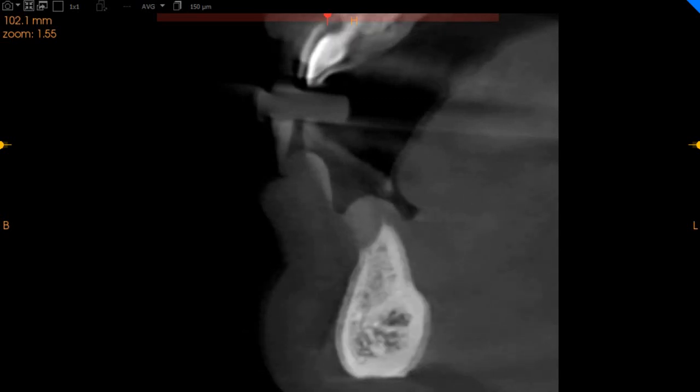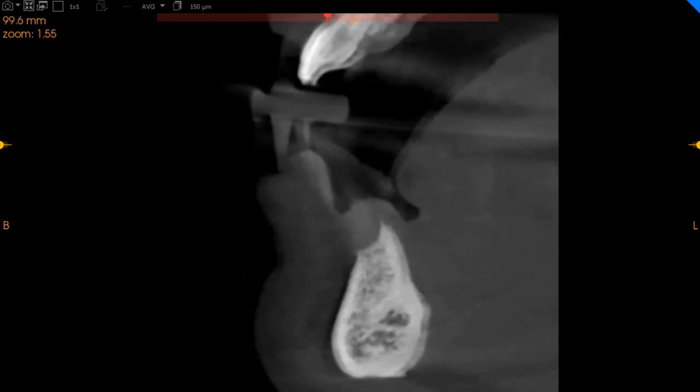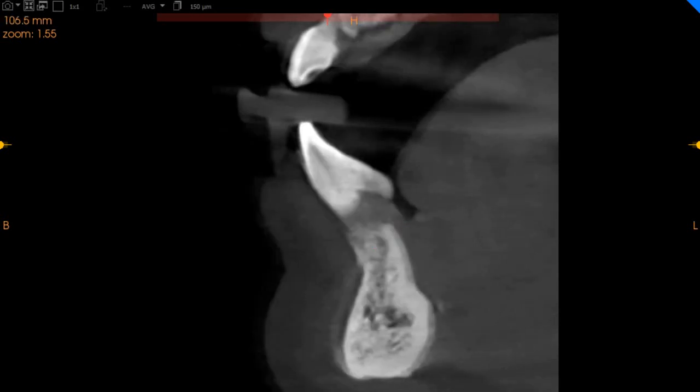Moving to the central incisor in the lower right quadrant. Again, no buccal cortical plate, no cortical plate on the lingual side. Very significant tooth loss, very dense bone here, with approximately 5 millimeters of width with 8 millimeters of height.